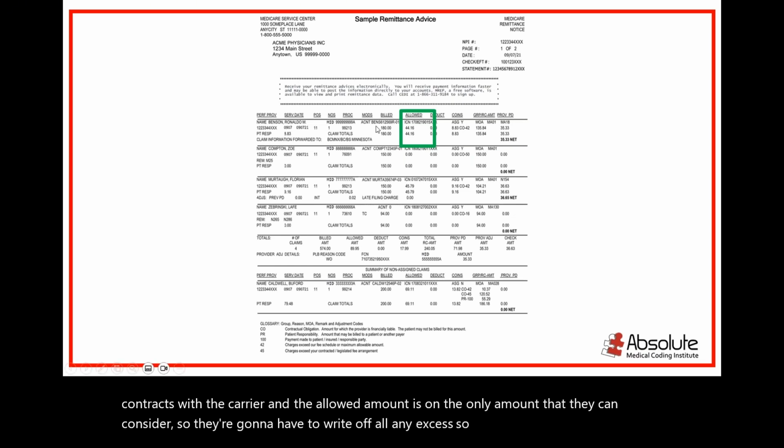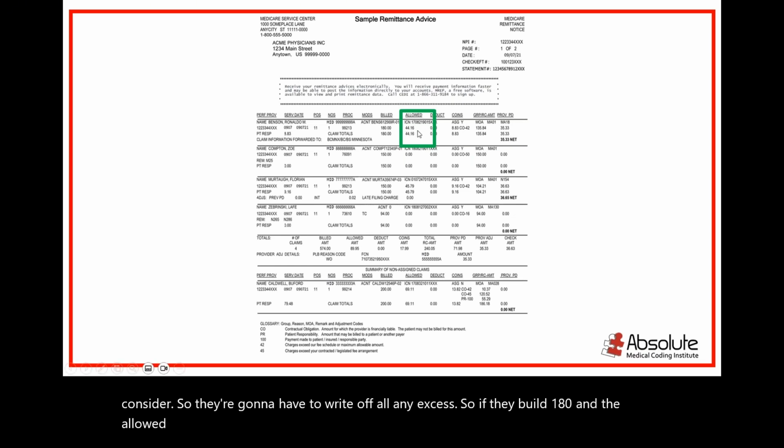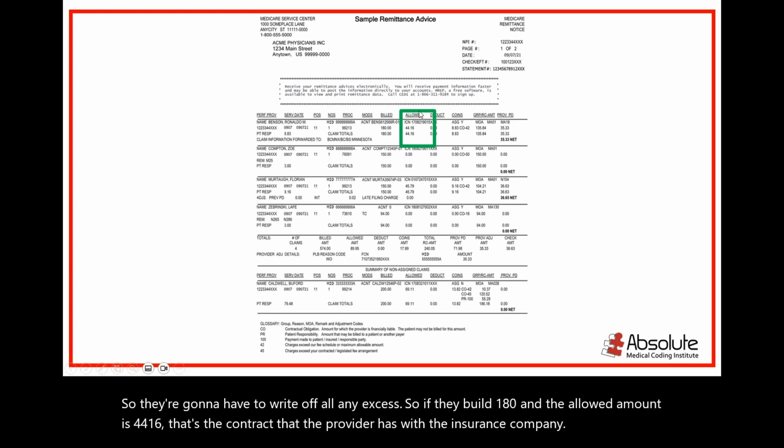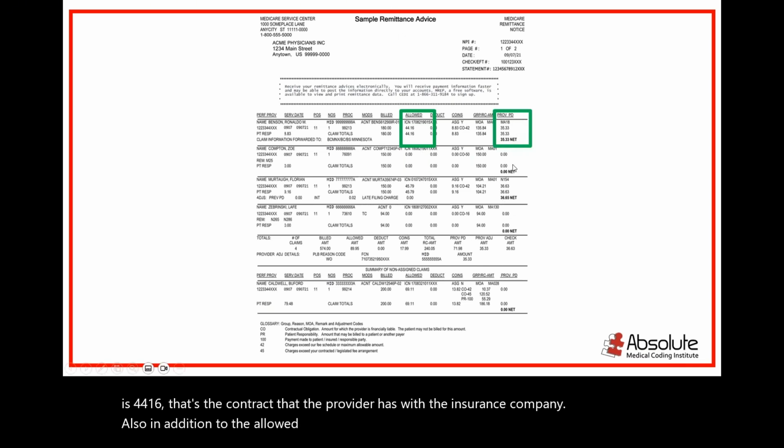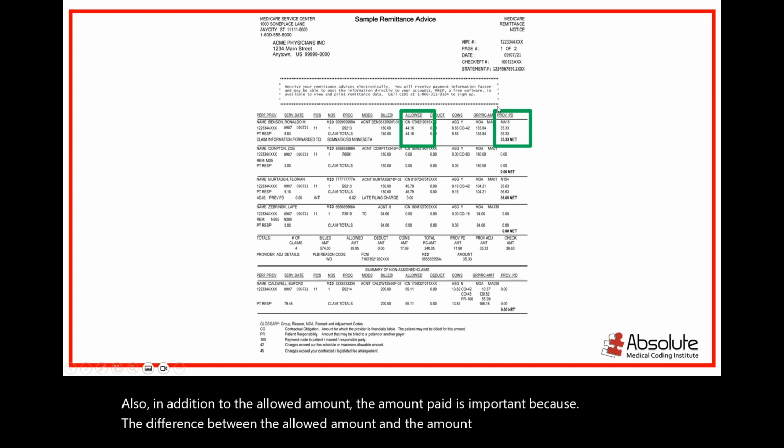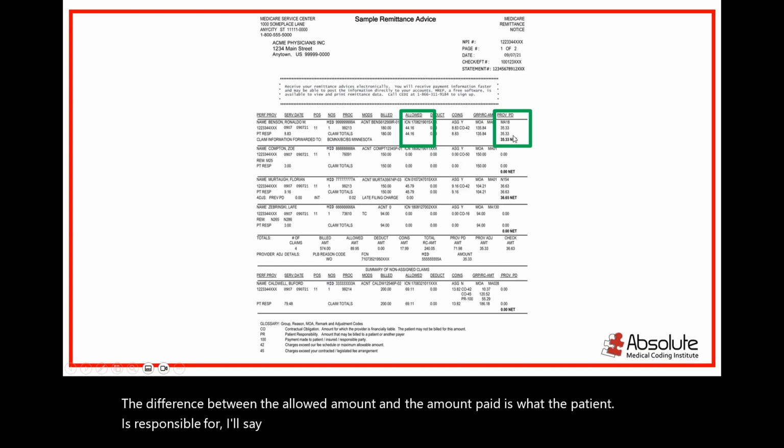So if they bill 180 and the allowed amount is 44.16, that's the contract that the provider has with the insurance company. Also, in addition to the allowed amount, the amount paid is important, because the difference between the allowed amount and the amount paid is what the patient is responsible for. I'll say that again. The difference between the allowed amount and the paid amount, that's the responsibility of the patient.